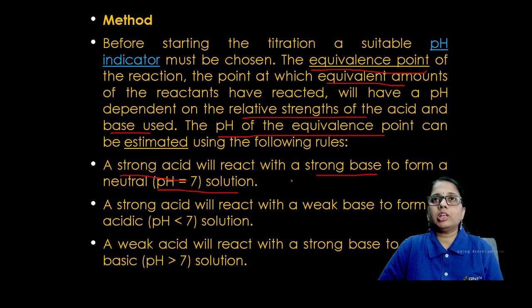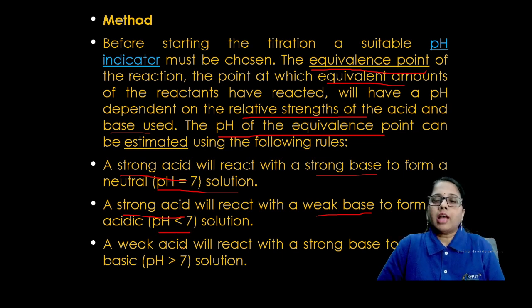Okay, so how we are going to determine this equivalence point also depends on the type of analyte we are going to use and the type of titrant solutions we are going to use. So these are the following rules we are going to consider while going for the titrimetric analysis. Okay, so the second one: a strong acid will react with a weak base to form an acidic solution. So whenever a strong acid is going to react with a weak base, ultimately the neutralization reaction is going to happen at a pH less than 7.